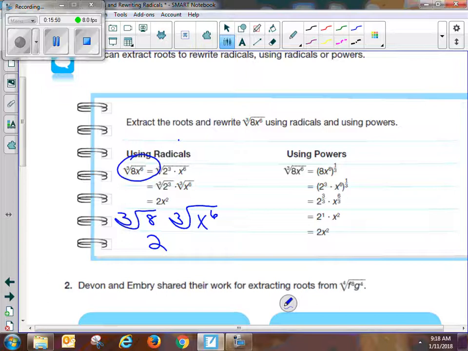Now here comes the variable part. Cube root of x to the 6. Isn't cube root like a 1/3 power? Where's the 3 in the 1/3 power? In the denominator? Isn't that like division? So that's what we're going to do. We're going to put this 3 into this 6. Does 3 go into 6? How many times? Good.